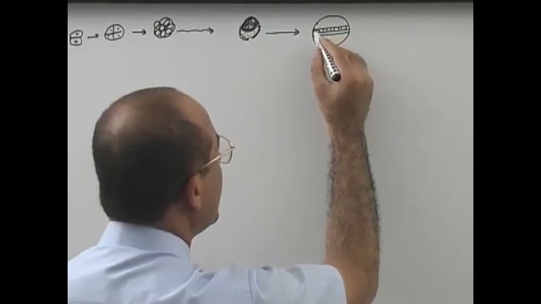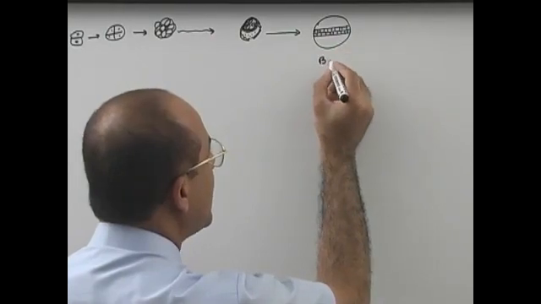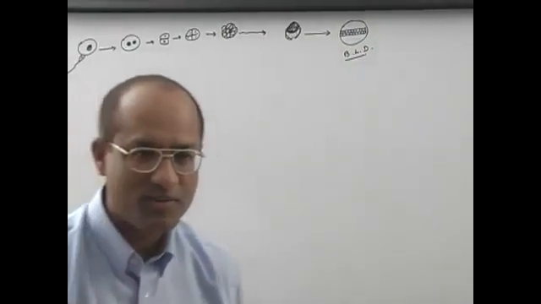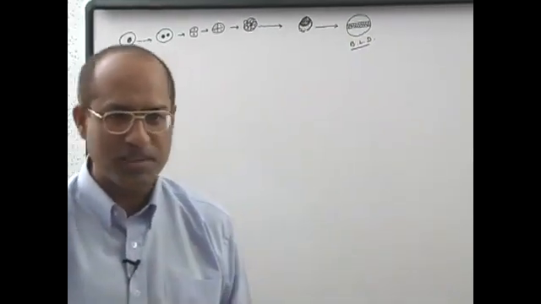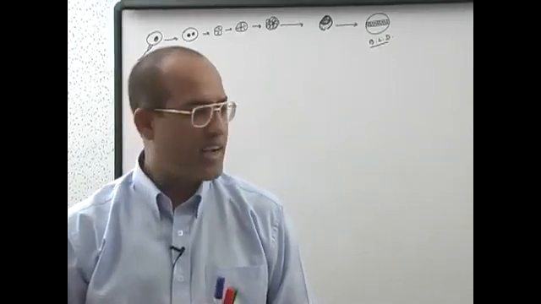This is one layer of cells, and this is the second layer of cells. This is called the bilaminar disc. Bilaminar disc. You are understanding? We are going to make a baby very soon. Right? So the bilaminar disc is made.